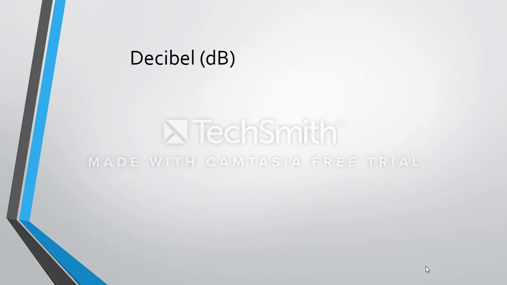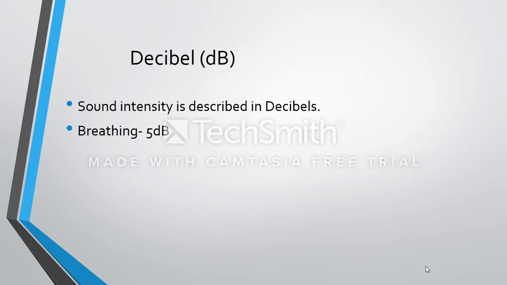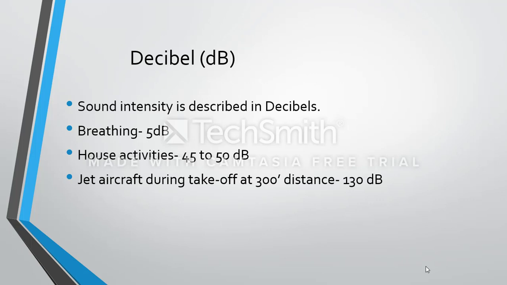Next terminology is decibels. It is the sound intensity which is described in decibels. For breathing, house activities, and jet aircraft during its takeoff, I have just listed down the decibel values. For breathing, it is 5 decibels. For house activities, it is 45 to 50 decibels. And for jet aircraft during its takeoff, the sound intensity is nearly 130 decibels.